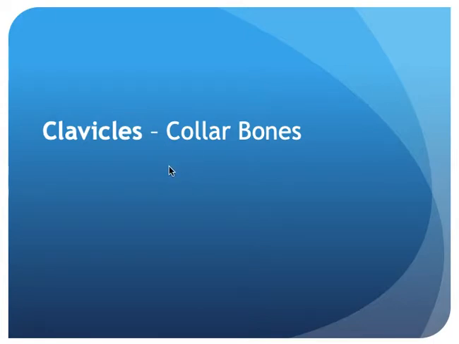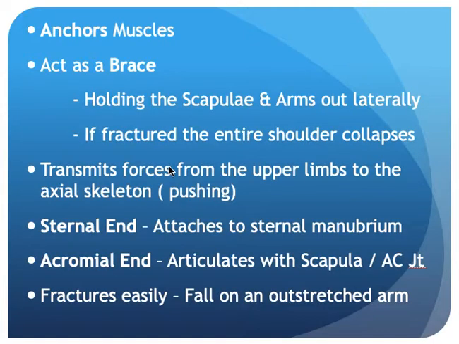Again, this one's more commonly known as the collarbone. It's going to anchor muscles. It's going to act as a brace, so it's going to hold the scapula and the arms out laterally, keeping it to the side of the body. If fractured, another important part is that this whole shoulder complex is going to collapse entirely. Okay, so it's going to be hard for us to keep that arm out laterally if that collarbone breaks. It's also going to transmit forces from the upper limbs to the axial skeleton when we're pushing.